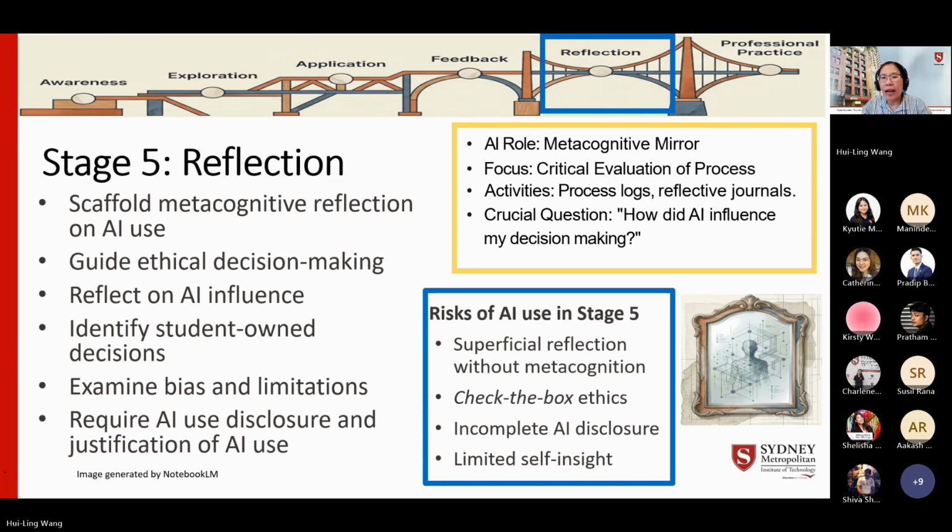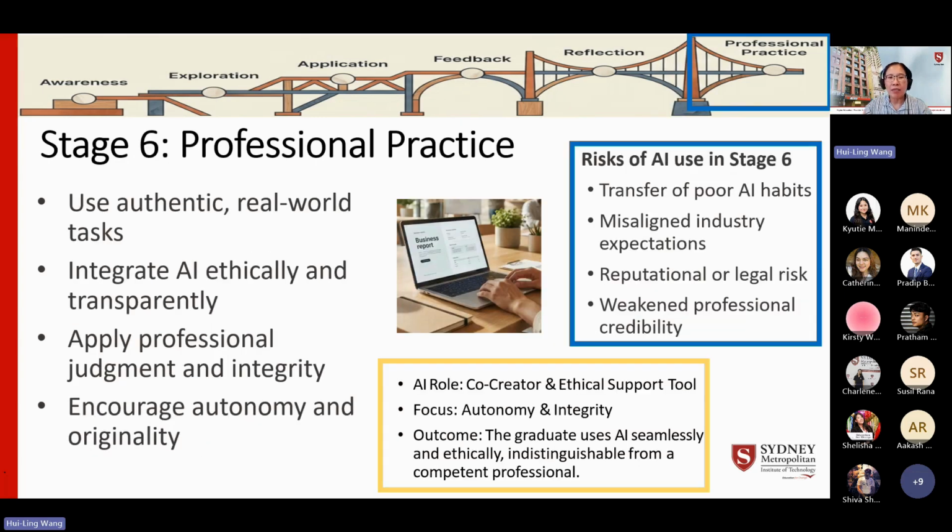And finally, stage 6 is professional practice. Ultimately, we are hoping students know how to use Gen AI and can follow all the different stages: from awareness, understanding what AI can do or can't do, exploring different prompts and different tools, and how they can help you to be more practical and more efficient. And then you actually use it with your assessment task, and make sure you are not controlled by AI. You are the one in control.